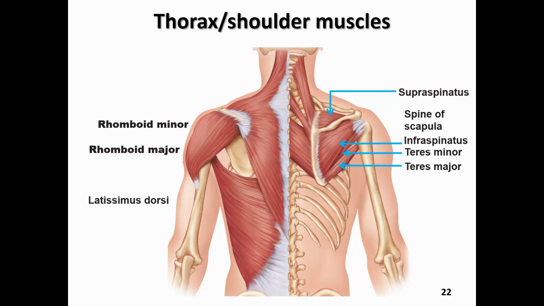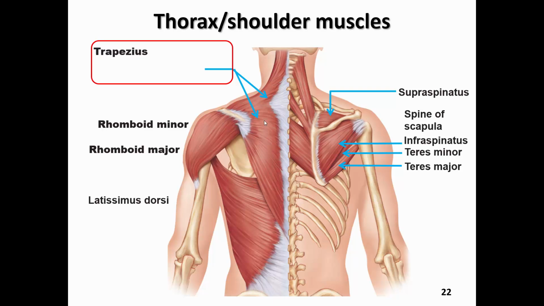In this video, I'm going to provide an overview of some of the superficial and deep muscles of the thorax and the shoulder. If we start on the left-hand side, what we're viewing here are the more superficial muscles, and then we'll take a look at some of the deeper muscles that lie underneath the superficial ones.